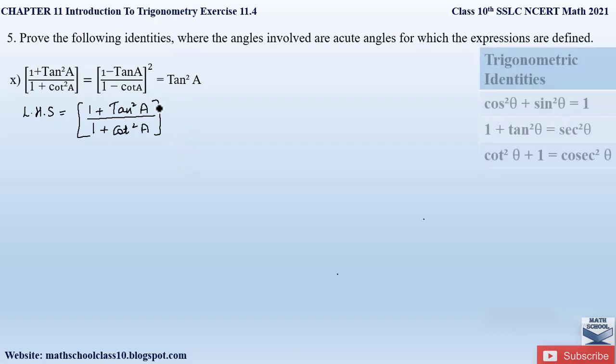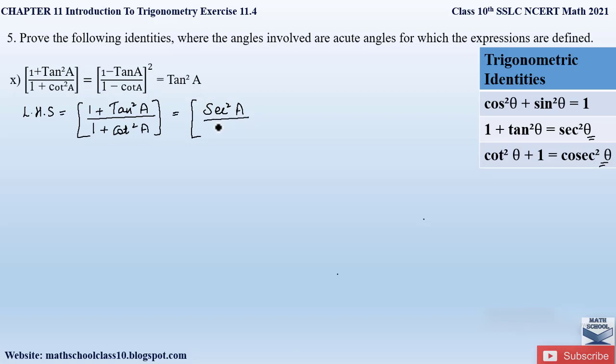We can use our trigonometric identities, where 1 plus tan square theta is equal to secant square theta, 1 plus cot square theta is equal to cosecant square theta. So this will be easier for us by directly using the identity here. You have to write down the identities which we are using. This will be 1 plus tan square A divided by 1 plus cot square A, which is secant square A divided by cosecant square A.